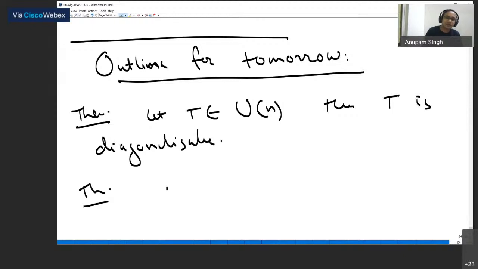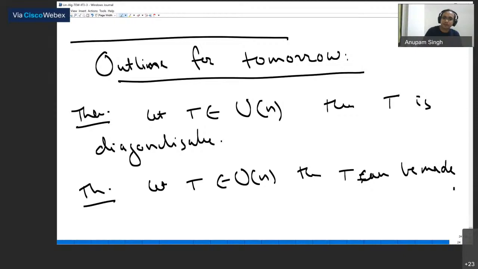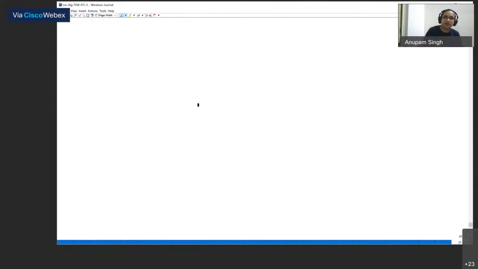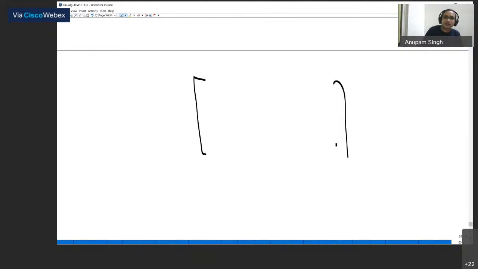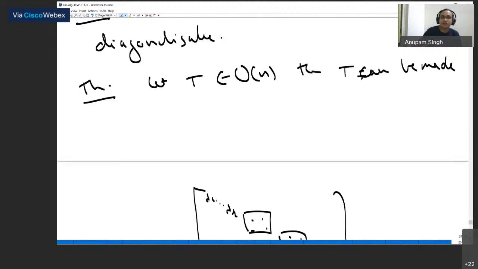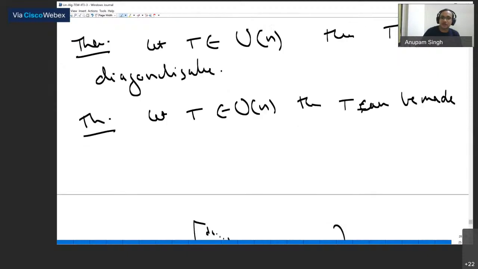A similar theorem for the real case can be stated, but it's not exactly diagonalizable, it is a little more complicated. If I take something in O(n), then T can be made like so: there will be some diagonal entries lambda 1, lambda 2, up to some lambda r, and then there will be some 2 by 2 blocks. So it may not be just 1 by 1 blocks as happens in the unitary group case.